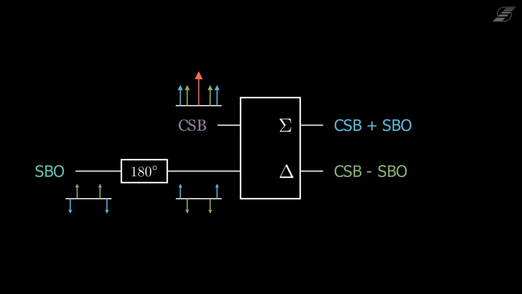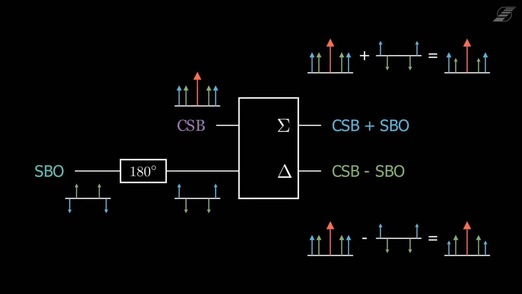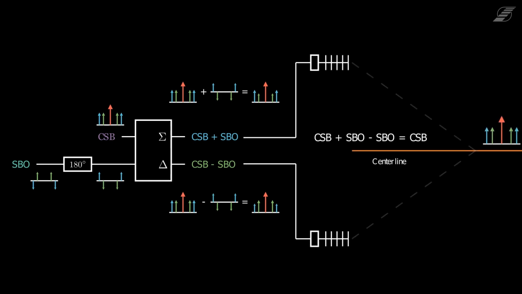Next up, both the CSB and the SBO signal are inputs for another hybrid ring splitter, with the SBO signal being 180-degree phase shifted to achieve the desired output at the antennas. The sigma output feeds the antennas above the centerline, adding up the CSB and SBO signals in phase, which results in a predominant 150 Hz tone. The delta output feeds the antennas below the centerline, adding up the CSB and SBO signals in antiphase, which results in a predominant 90 Hz tone.